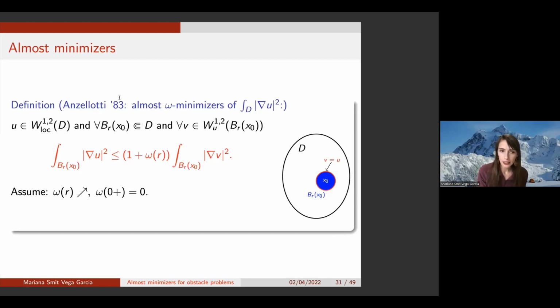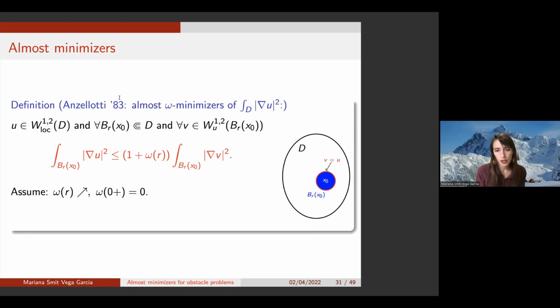So you have a domain D, you have a function in a nice space, let's say W^{1,2}, and you're going to say that this function is an almost minimizer of the Dirichlet energy if the Dirichlet energy of this almost minimizer can be compared to the Dirichlet energy of any other function V in any ball, as long as V has the same boundary data as U on this one ball in which we're comparing. So if we look at the picture, for any ball that you put inside of your domain, you look at any function that has the same boundary data as you on that ball, you need to be able to compare the energies, but you allow yourself to have an error that is the omega here, and that depends on the radius of the ball.